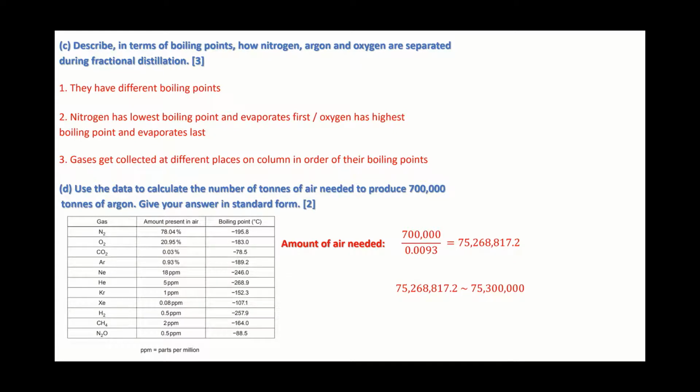And if you go ahead and round this up, you get 75,300,000 tons of air. And so, in standard form, you therefore require approximately 7.53 times 10 to the 7 tons of air to obtain 700,000 tons of argon.